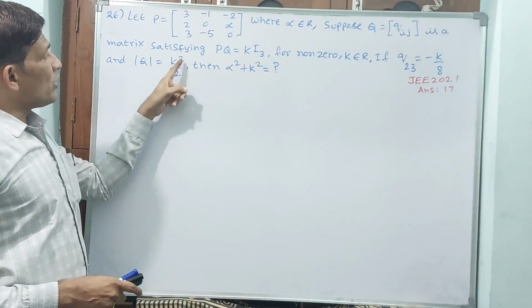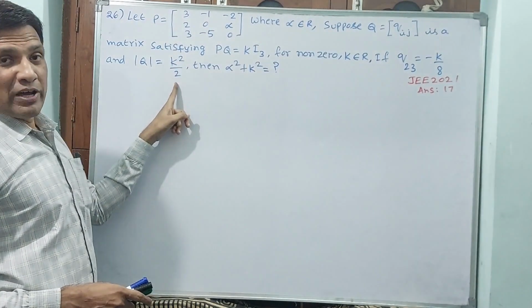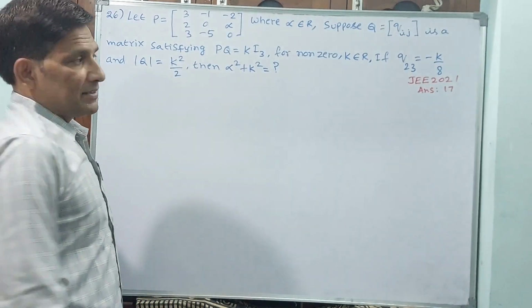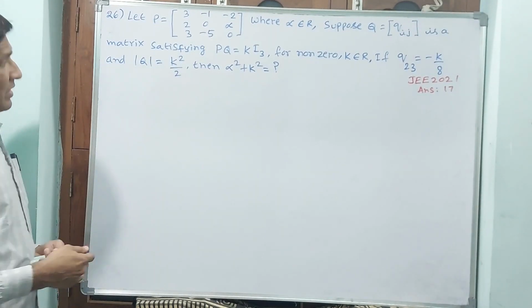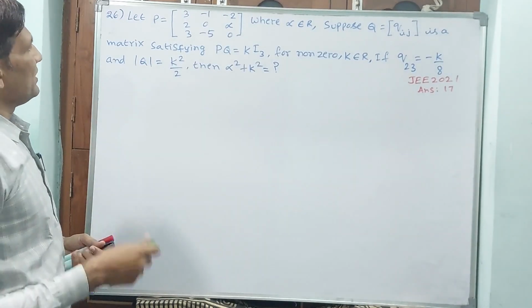determinant of Q is equal to K square by 2. Then what is the value of alpha square plus K square, like they are asking. The answer should come 17. Let us see what will happen. Now step by step we will proceed.